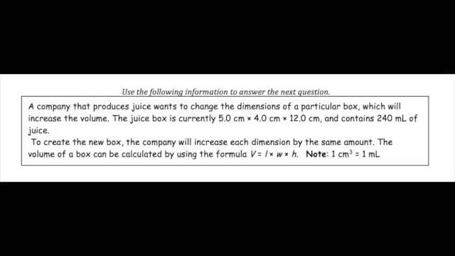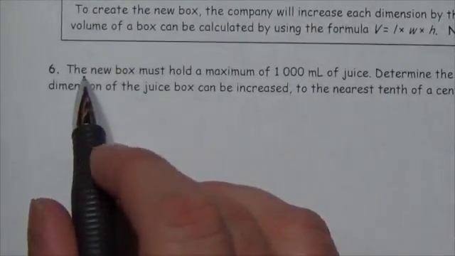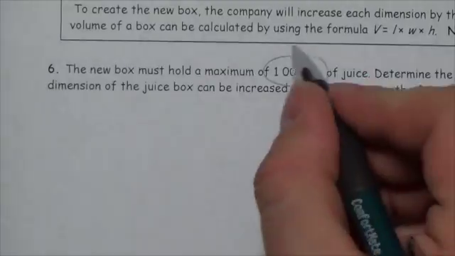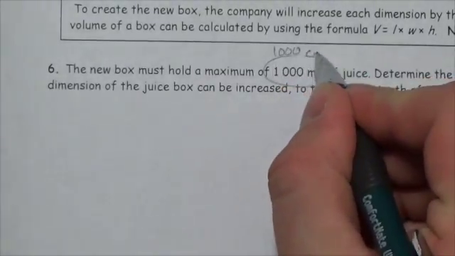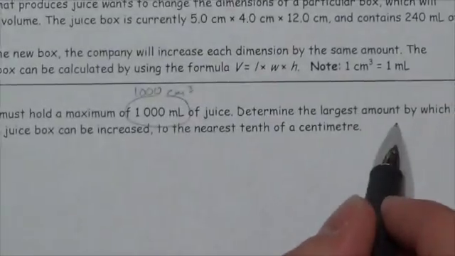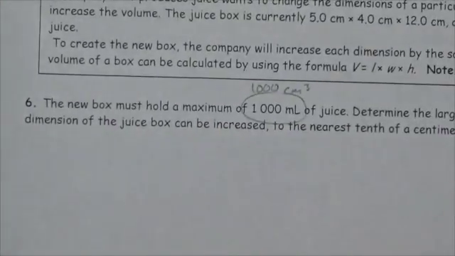The volume of a box can be calculated using the formula volume is equal to length times width times height. And note that 1 centimeter cubed is the same as 1 milliliter. So now we're being asked to find, the new box must hold a maximum of 1,000 milliliters of juice. Now, that's going to be the same as 1,000 centimeters cubed. We want to determine the largest amount by which each dimension of the juice box can be increased to the nearest tenth of a centimeter.